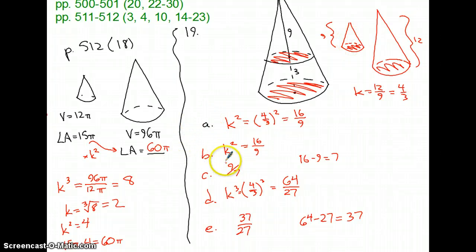On A, they're asking about an area ratio. Well, the area ratio would be that thing squared. It's the ratio of length squared, which is 16/9. B is also about an area ratio. C and E are a little bit interesting. Let me get back to C and E.